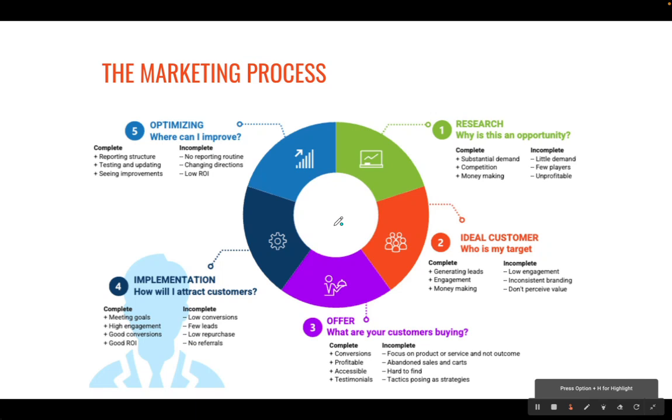If you have a lot of people abandoning, like they go to the sales page and then they bounce, something is not taking them through the finish line. Maybe it's hard to find. Maybe you're focusing on tactics rather than strategies. So these are all the things that should tell you.